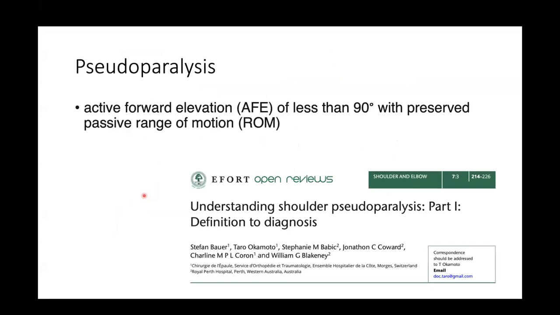Next, coming to the most common symptom, pseudoparalysis. Again, the definition of pseudoparalysis has not been in consensus in the literature. Previously, it was defined as an active forward elevation loss of up to 90 degrees with preserved passive range of motion without any neurological deficit. This was the previous definition of pseudoparalysis, but as the study shown here, done by Bauer et al.